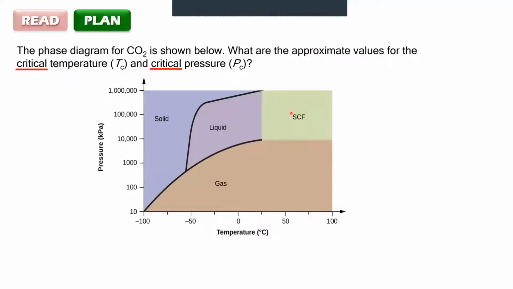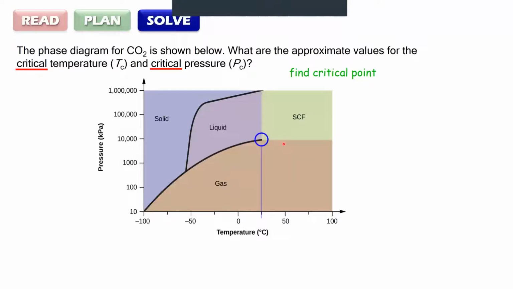That's an SCF. So when we go to solve this problem, we first of all locate the critical point right here, and then we trace backwards to the y-axis to find the pressure and the x-axis to find the temperature here. And we can read off the values that we need. The answer for the critical temperature is 25 degrees Celsius, and the answer for the critical pressure is 10,000 kilopascals.